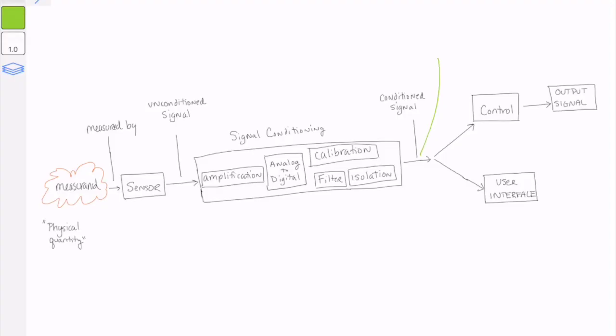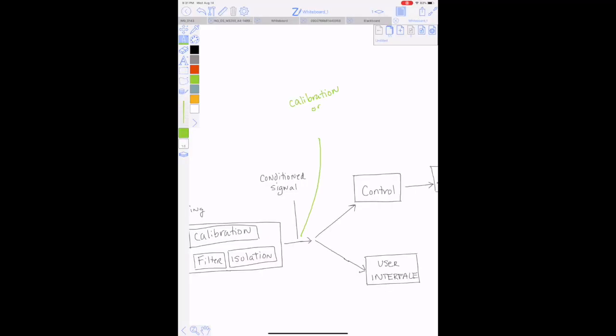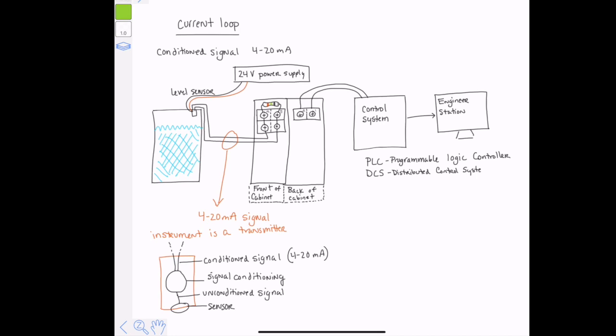Now that we've taken a look at signal conditioning, let's look at how we calibrate or scale a signal once it's been conditioned. Once a signal's been conditioned, there are various types of communication protocols that differing instrumentation can use. We'll take a look at some of those communication protocols in the next module. For now, we're going to take a look at the current loop.